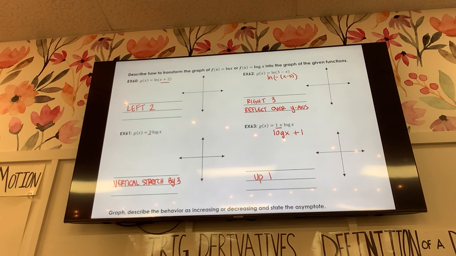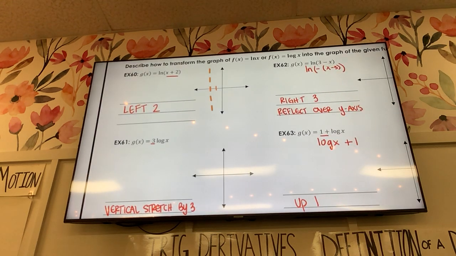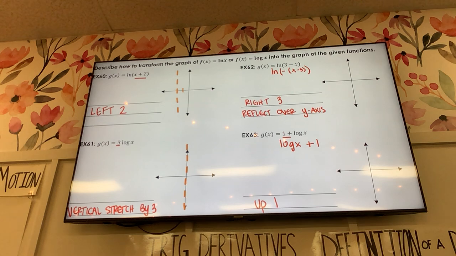So let's do my asymptote now. Remember, because your asymptote is vertical, the thing that's going to change it is your left-right shifts. So on 60, where is my asymptote going to be? At negative 2. What about 61? Where would it be? 0. There's no left-right shifts. What about 62? Right 3. So at 3. And what about 63? 0. At 0.